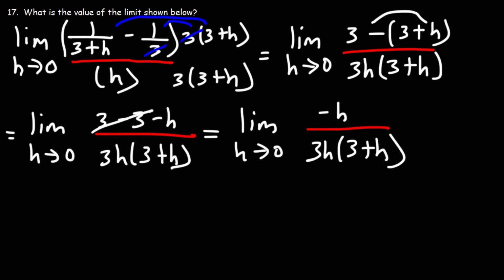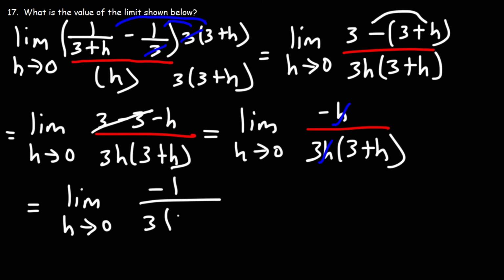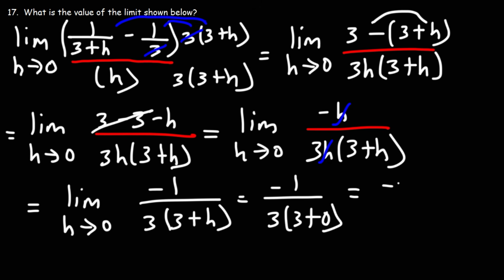Negative h divided by h is negative 1. So we could cancel the h, and that's going to leave a negative 1 on top. So we have the limit as h approaches 0, negative 1 over 3 times 3 plus h. At this point, we could use direct substitution. We won't get a 0 in the denominator. So we're going to have 3 times 3 plus 0. 3 plus 0 is just 3. And 3 times 3 is 9. So the final answer is going to be negative 1 over 9.